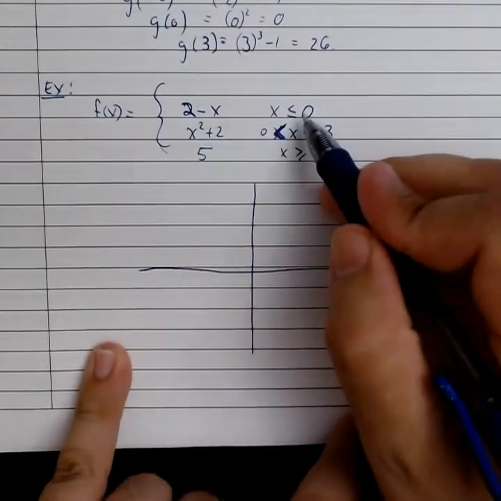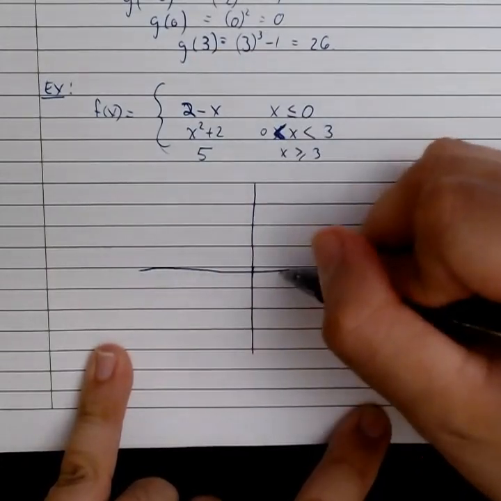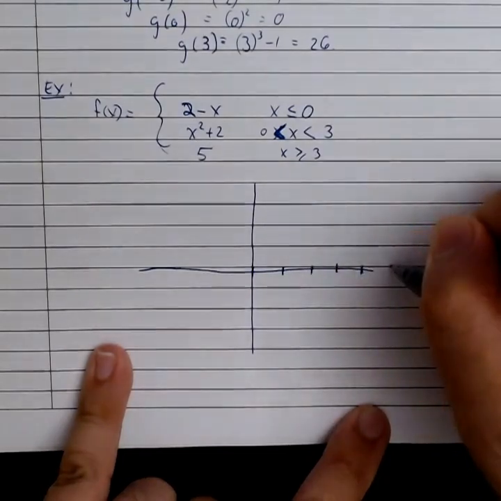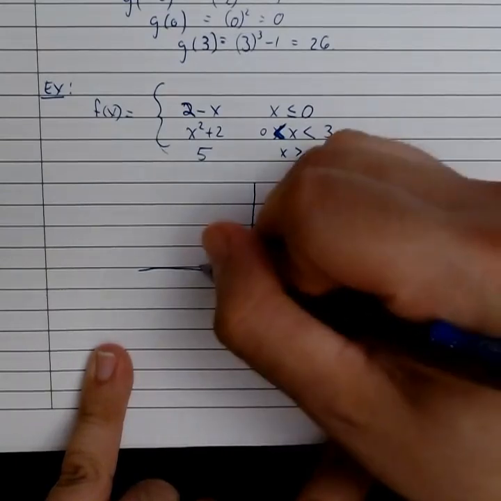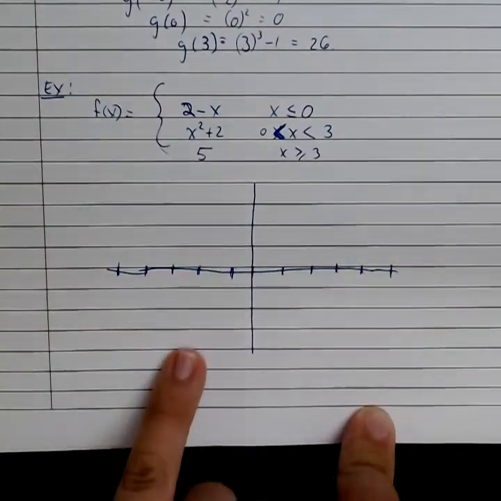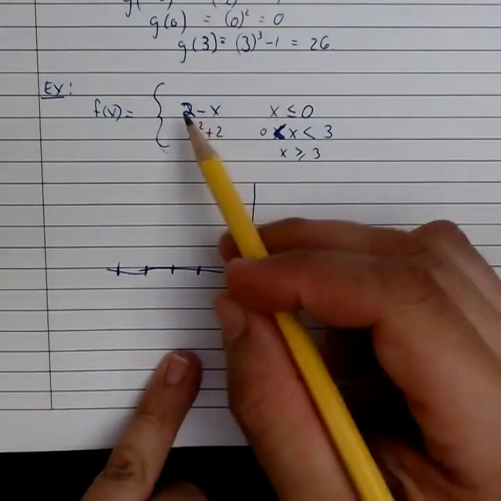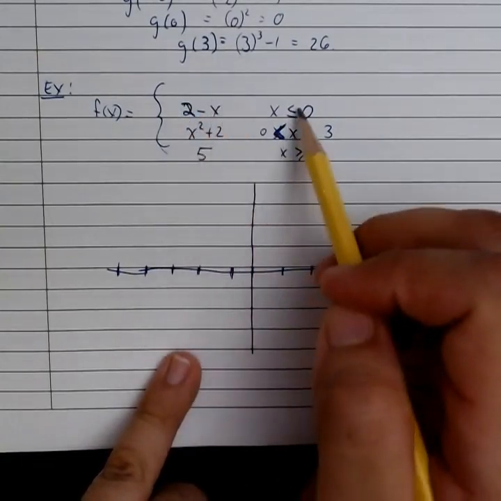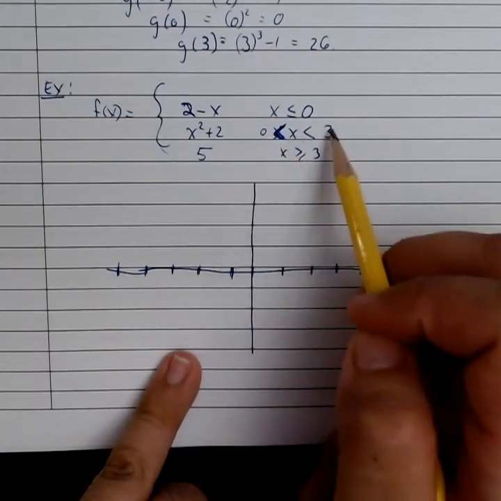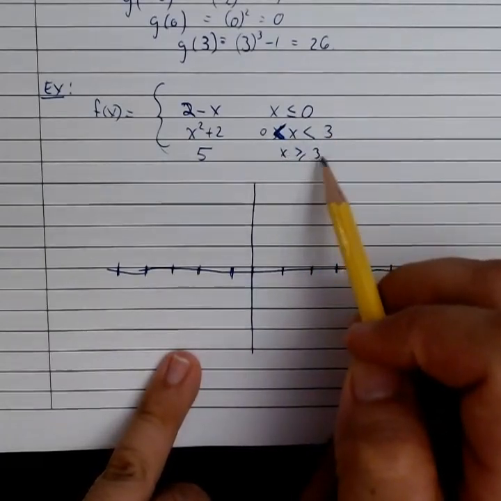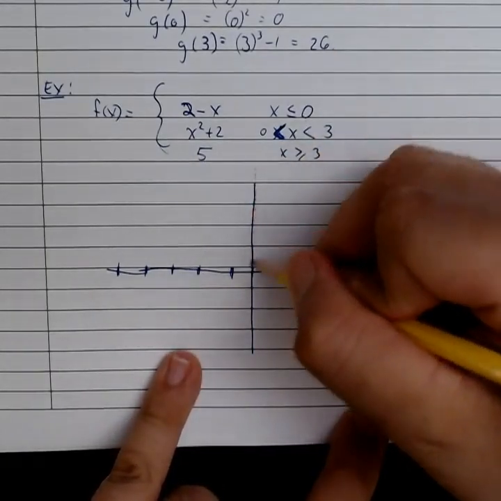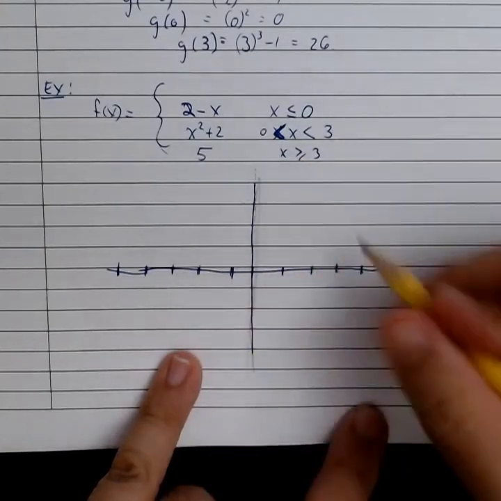Okay. My x values: 0, 1, 2, 3, 4, 5. Negative 1, 2, 3, 4, 5. Okay. Notice that my function is going to behave some way when x is less than 0. It's going to behave a different way between 0 and 3, and it's going to behave another way when you have x values greater than 3. So here, there's going to be a change at 0, and there's going to be another change at 3.